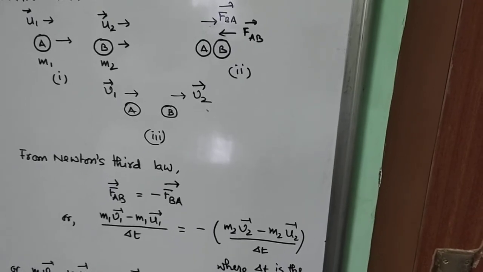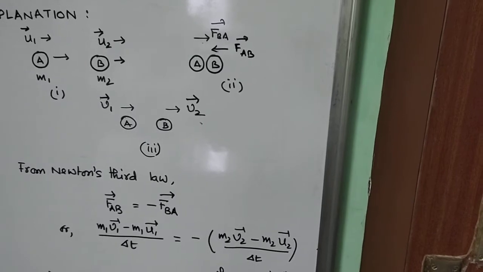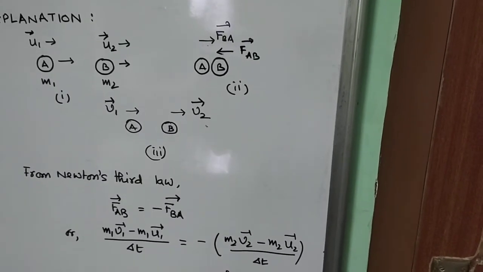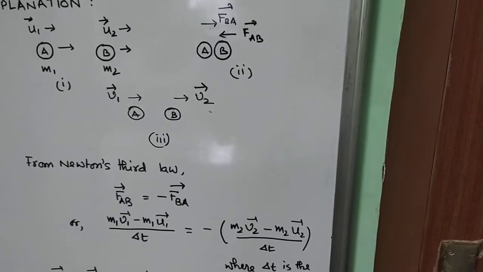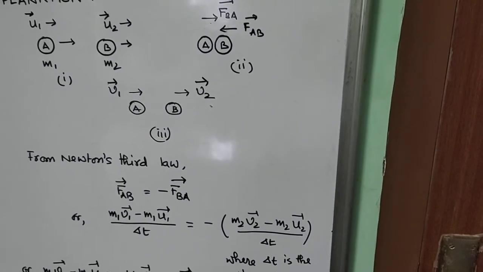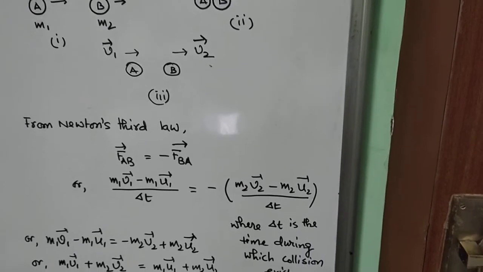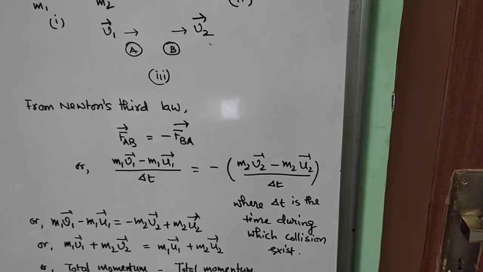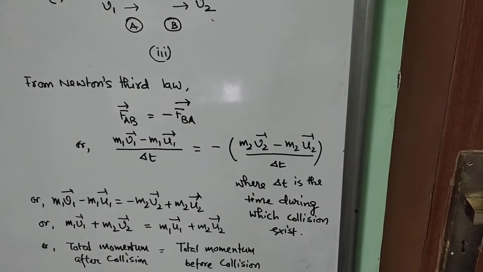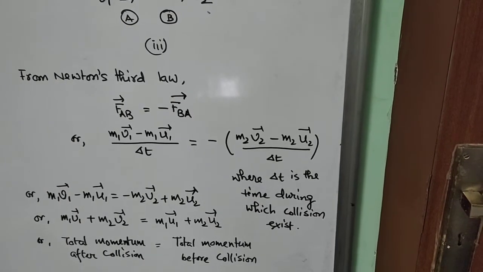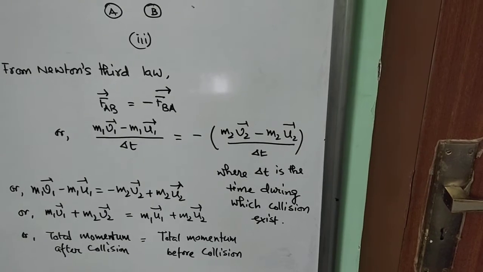Similarly, F_BA is the force exerted on B by A, so the momentum of B will change. The change in momentum for B is m2 v2 minus m2 u2, divided by delta t, because the rate of change of momentum is the force. Here delta t is the time during which the collision exists. Now delta t cancels. Let me simplify: m1 v1 vector minus m1 u1 vector minus m2 v2 vector plus m2 u2 vector.